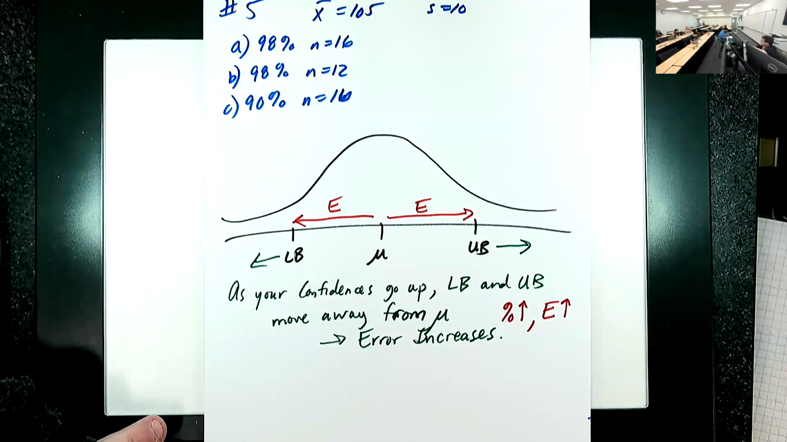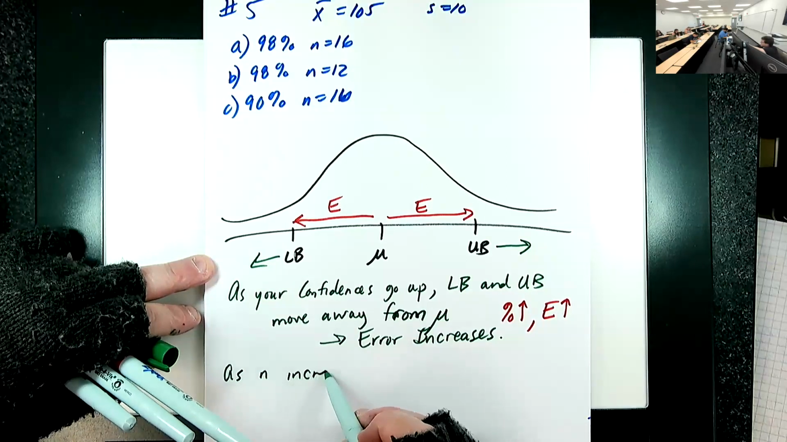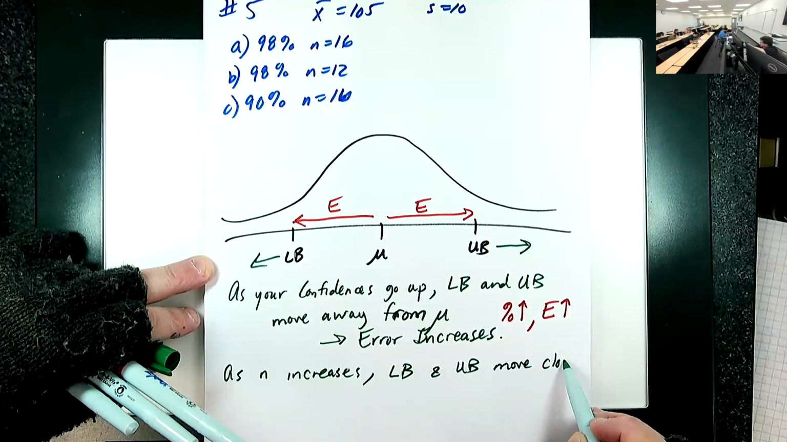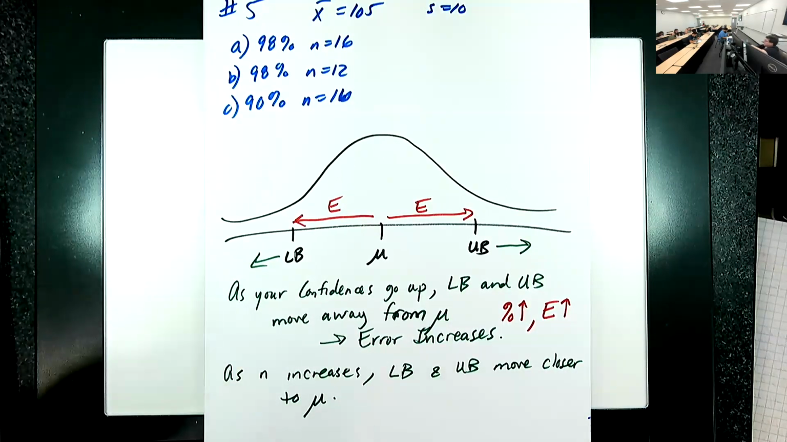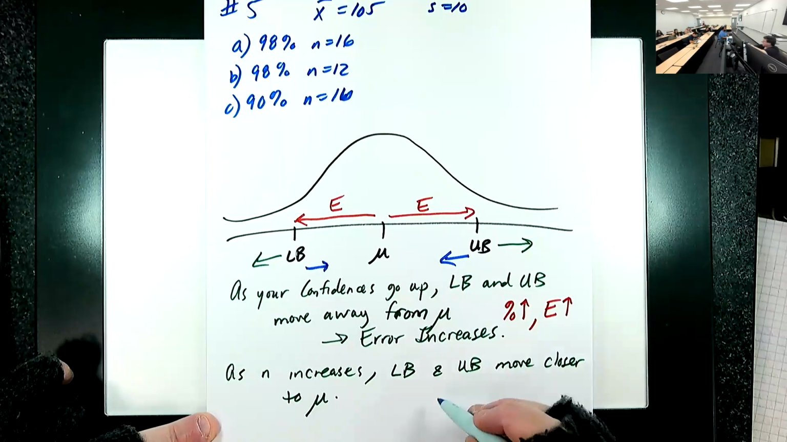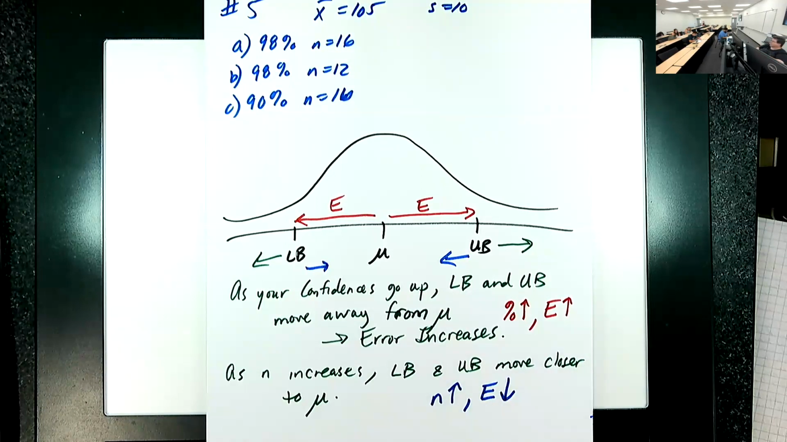Is 90% n equals 16? Yeah. Then you're going to find also that as n increases, the lower bound and upper bound move closer to mu. They'll go inward, which means the error gets smaller. So as n goes up, E goes down. Those are the two big relationships you're going to notice, and question number 7 asks you things like this. And it works true the other way: if n goes down, E goes up. That's what this problem is going to lead you to find when you do these comparisons, so be looking for it.